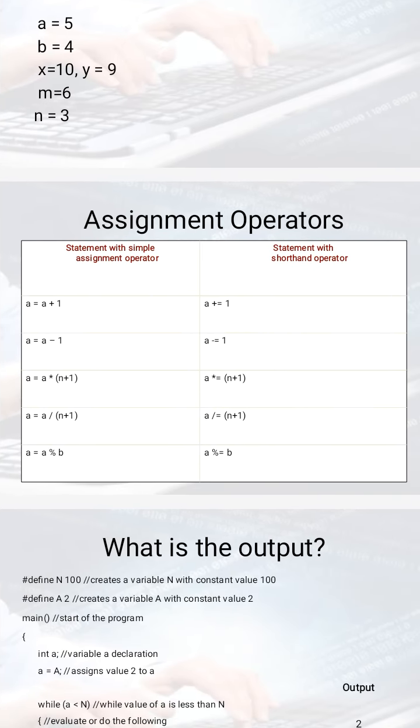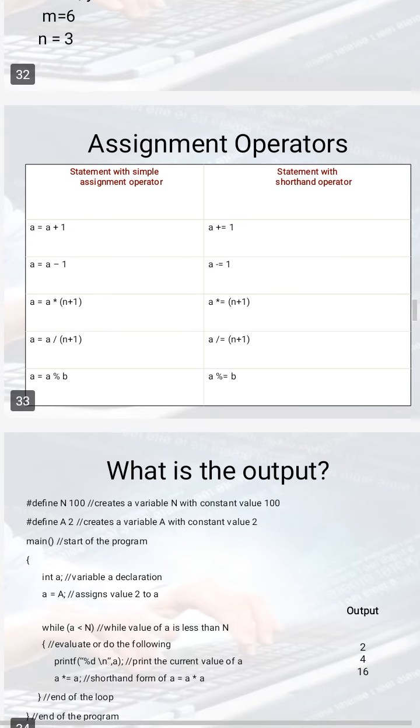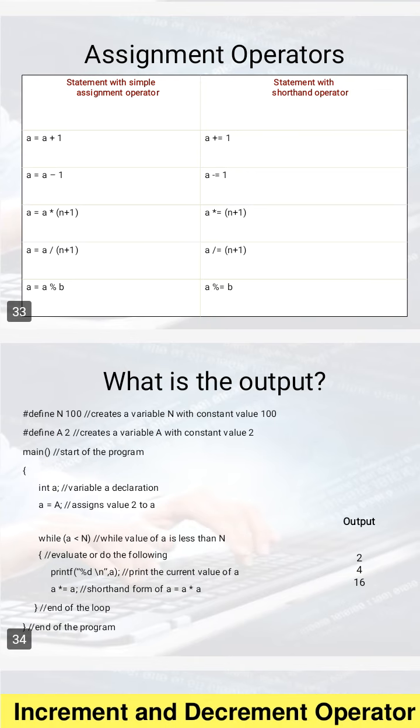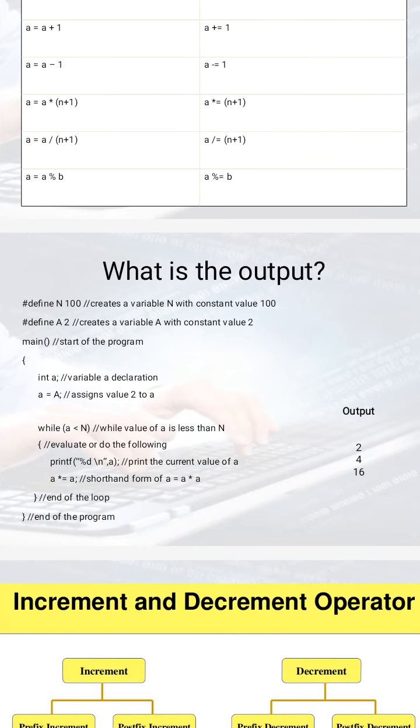Next, assignment operator. The assignment operator is equal to. Here equal to is the only operator for the assignment operator. So a equal to a plus 1, we can represent as a plus equal to 1. Like this, a minus 1 is a minus equal to 1. Next, a equal to a into n plus 1, we can represent like this. So only equal to is the assignment operator.